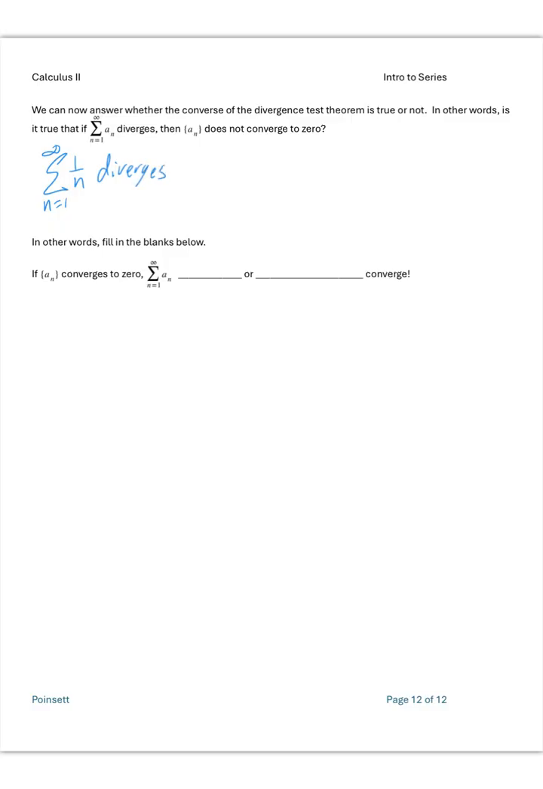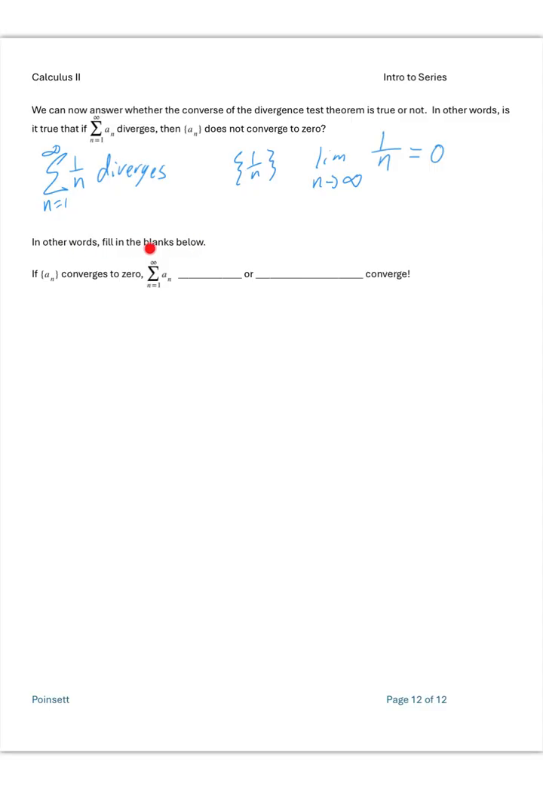But notice that if we look at the sequence of a_n, just the sequence of 1 over n, that sequence converges specifically to 0, because the limit of 1 over n as n approaches infinity is equal to 0. So we have a divergent series, yet the sequence associated with it actually converges to 0. So this in general is not true, the converse of the divergence test.